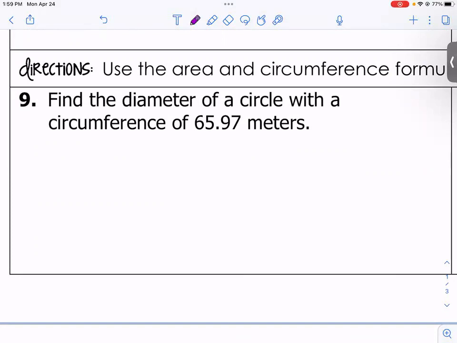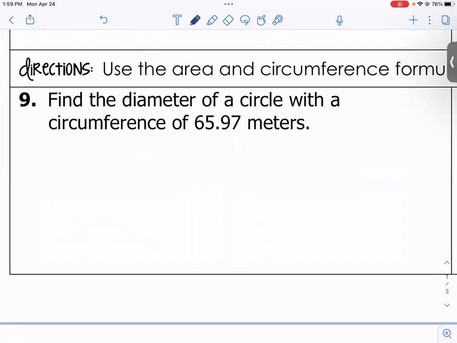We're looking at number 9 right now. Did you get 21?